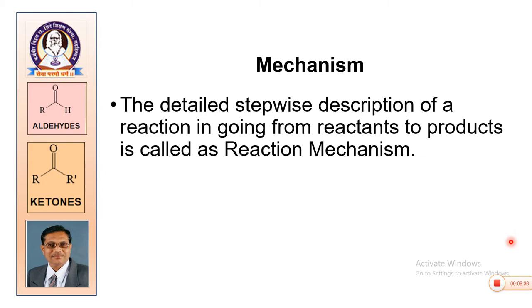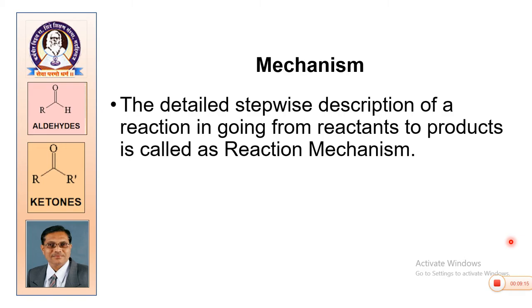Now, mechanism. What is the idea of mechanism? The detailed stepwise description of a reaction in going from reactants to products is called the reaction mechanism. There are several definitions of reaction mechanism, but this is the most common and the easiest to understand. In other words, it is a mental model which explains the possibilities, and it is a widely accepted mechanism.